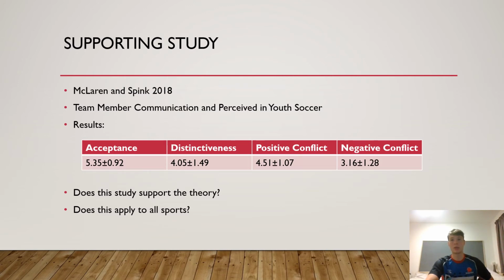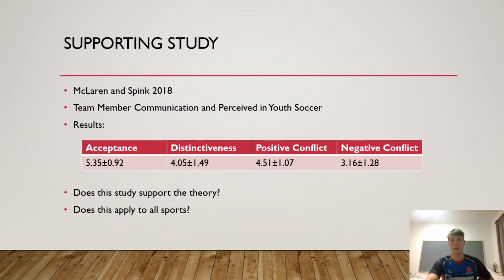The results of this questionnaire showed that participants' perceptions of acceptance on average was 5.35 plus minus 0.92, distinctiveness was 4.05 plus minus 1.49, positive conflict was 4.51 plus minus 1.07, and negative conflict was 3.16 plus minus 1.28.